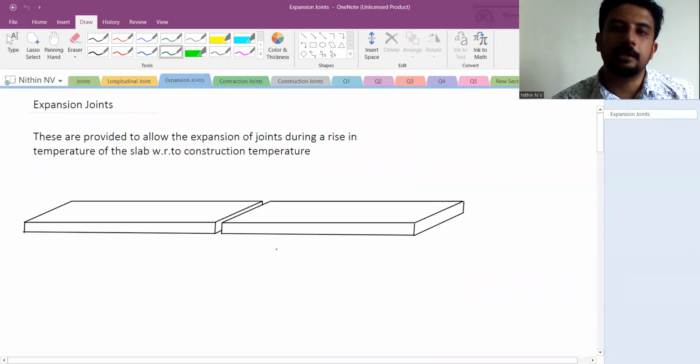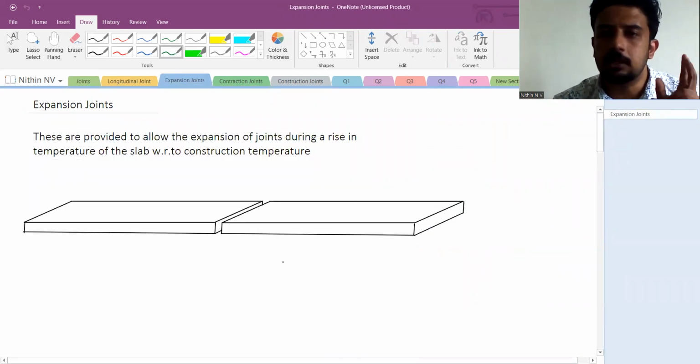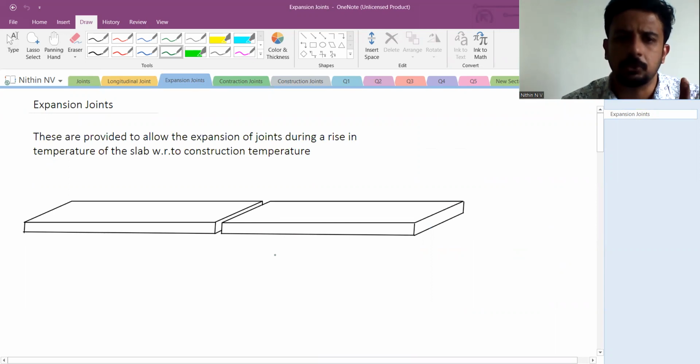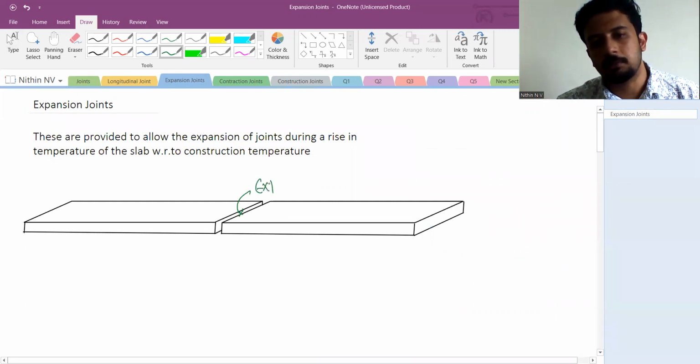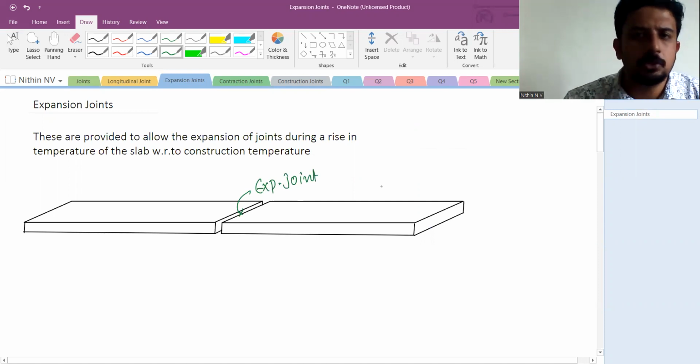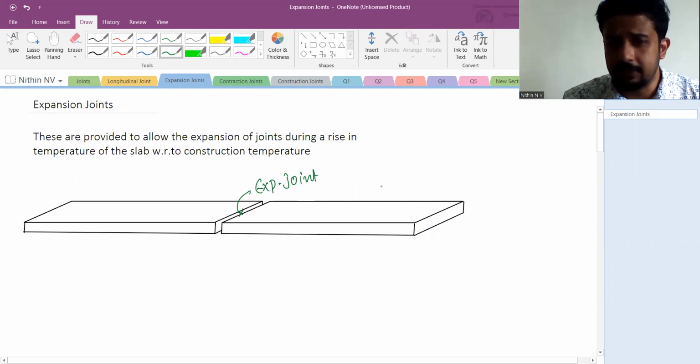Yes, that is nothing but the expansion joint. Here I have just taken two different slabs just to show you the expansion joint. So in between, you can see a gap, no? So this gap is nothing but our expansion joint. Understood? Like that, so many expansion joints will be coming as the number of slabs increases.